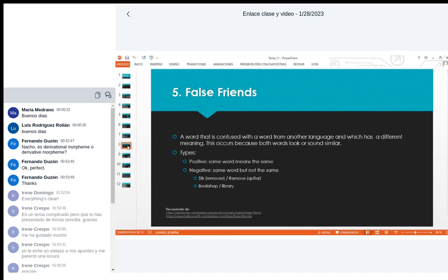But a false friend as such would be those words that sound alike, but their meaning is completely different. For example, the pair steer and remove. Steer would be remover, whereas remove refers more to quitar.